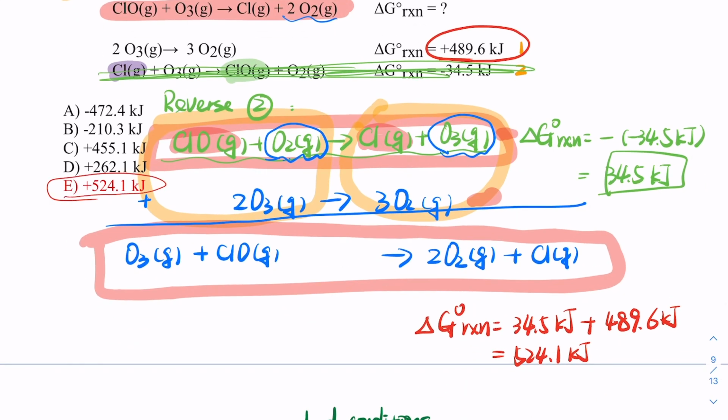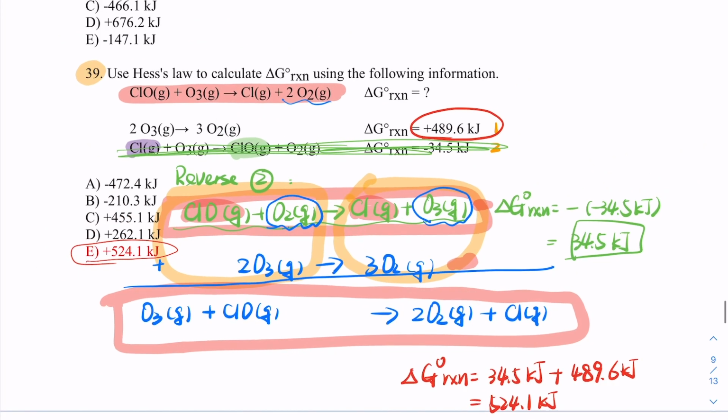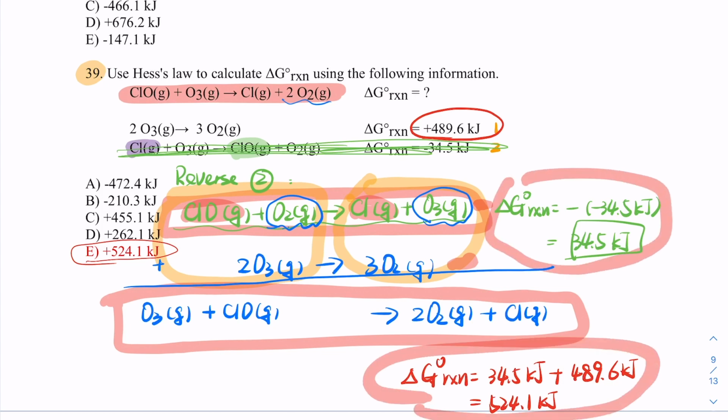That will be choice number E. For this type of question, you just need to do observation: see what you want and how you can get it from the given equations. Then whatever you do, make sure you do that to your Gibbs free energy, and the answer is not hard to find. This is how you do question number 39, Hess's law for Gibbs free energy for the reaction. Hopefully this is helpful.